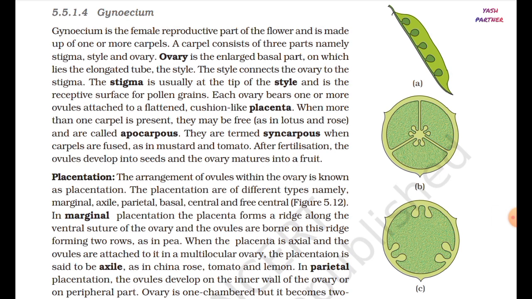Figure 5.12. In marginal placentation, the placenta forms a ridge along the ventral suture of the ovary, and the ovules are borne on the ridge, forming two rows, as in pea. When the placenta is axial and the ovules are attached to it in a multilocular ovary, the placentation is said to be axial, as in China rose, tomato, and lemon.